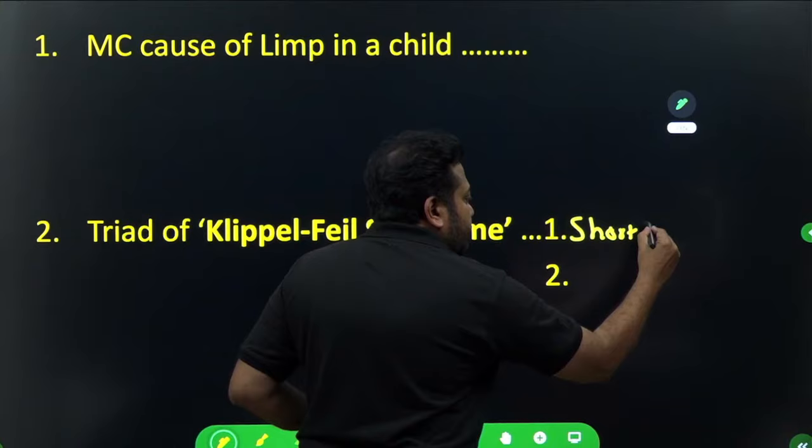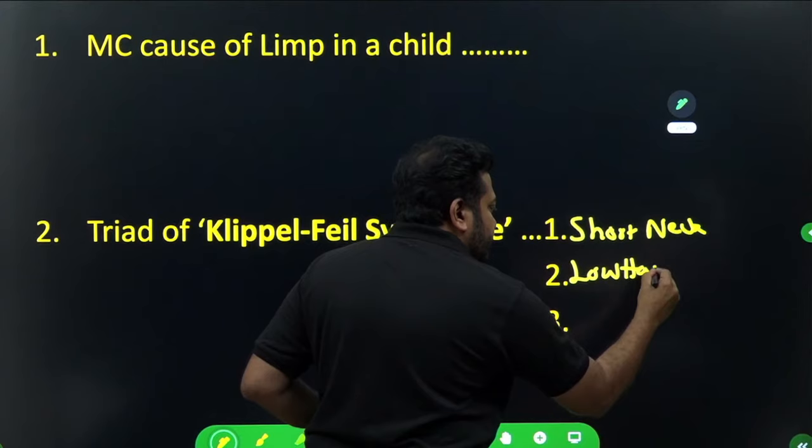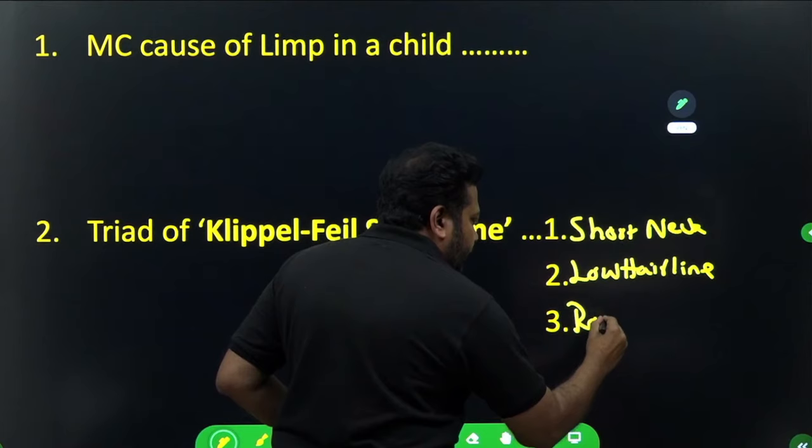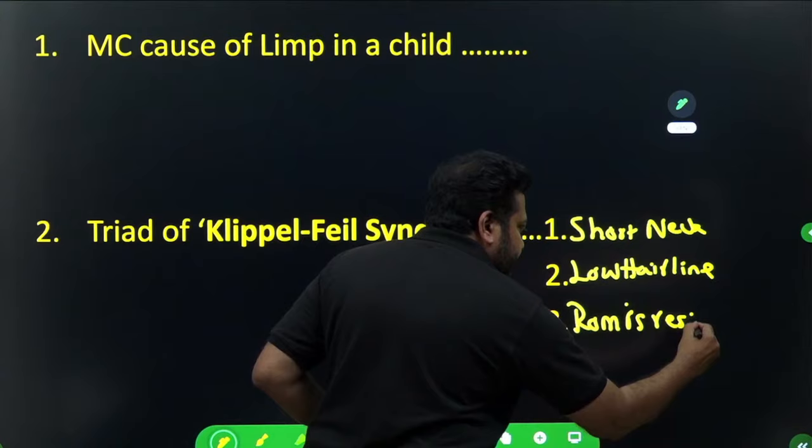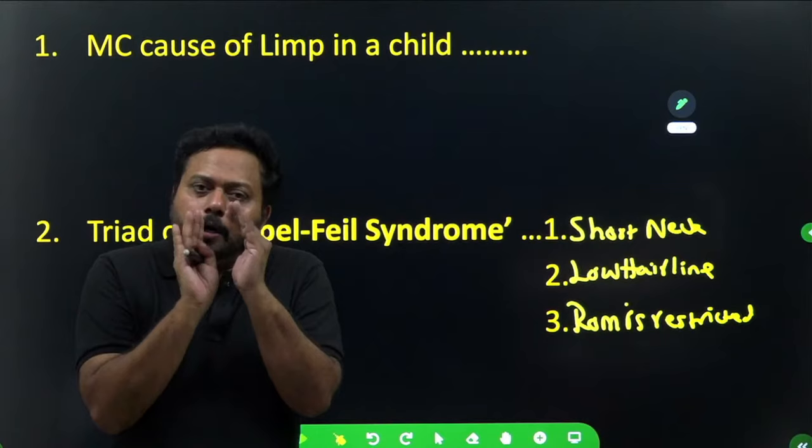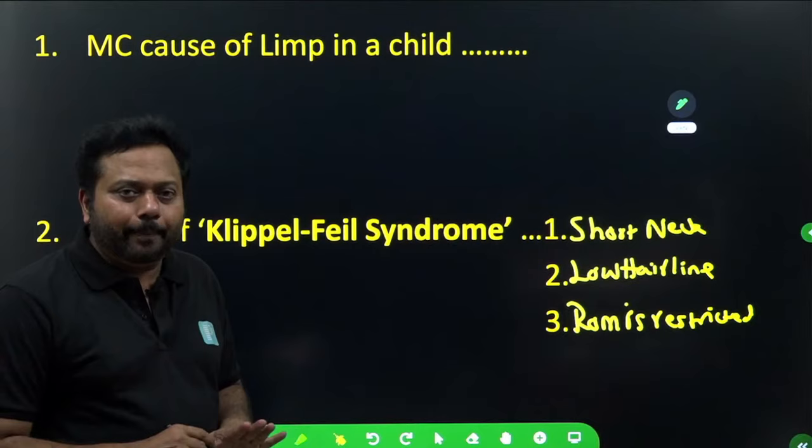Number two, low hairline. Number three, range of movement of the neck is restricted. Neck movement restricted. These are the triad: short neck, low hairline, and restriction of neck movements. Klippel-Feil syndrome. You all know pretty well.